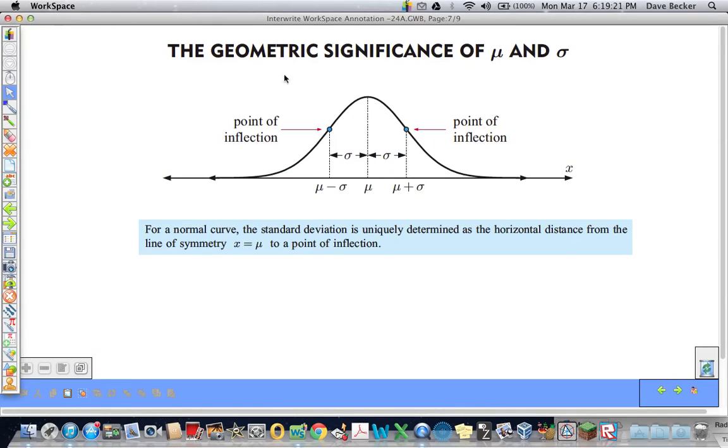Okay? So what's the geometric significance of mu and sigma, the standard deviation? Well, if I take x equals mu here, I calculate the standard deviation, and I plot it right here. If I go straight up, this point on the normal distribution curve will be the point of inflection. So the standard deviation is directly down, perpendicular to the x-axis from the point of inflection, on both sides. Okay, that is one standard deviation.